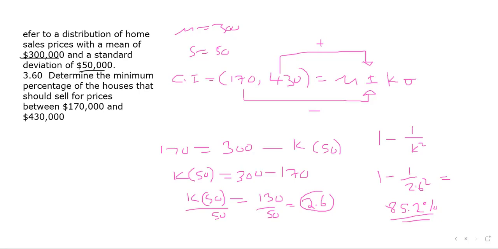So this one, Mr. Collins, how are we converting it, like 1 minus 1 over 2.6 squared? Yes, right. Calculate it step by step. 1 divided by 2.6 squared, you get the answer. Then 1 minus the answer, you get 0.85. Then multiply this by 100, you get 85.1.